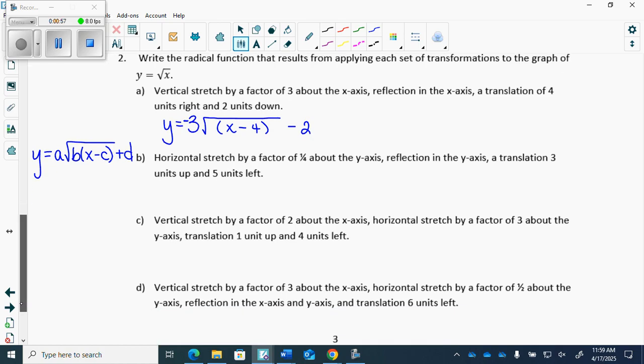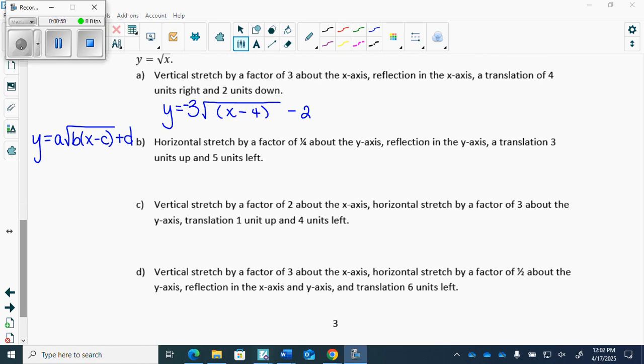Okay. B, C, D. So we have a horizontal stretch factor. We're going from words to equation. Remember, words map in the opposite way to the equation. It flips, right? The x's are crazy. So, horizontal stretch by a quarter, we're going to get a 4 under our radical. Reflection in the x-axis, we're going to get a negative 4.